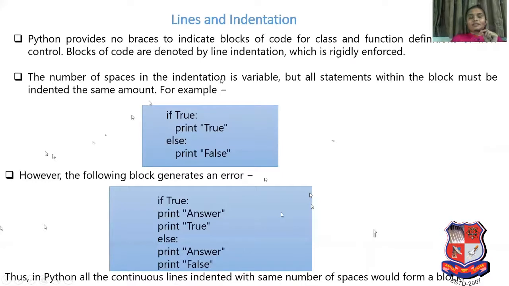The number of spaces in the indentation is variable, but all statements within the block must be indented by the same amount of spaces. For example, you can see here: if true, print true, else print false. This is one block, and this is another block. However, the following block generates an error. If I write it this way, if true, but I have not used indentation here, then it will show you an error. Thus in Python, all continuous lines indented with the same number of spaces form one block.